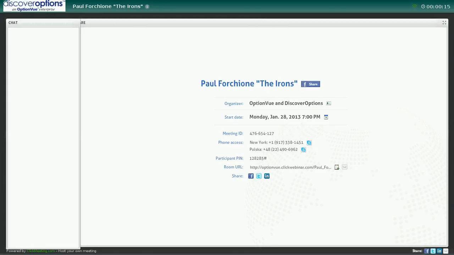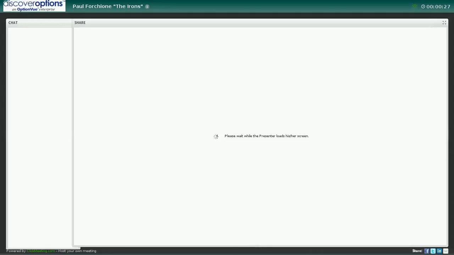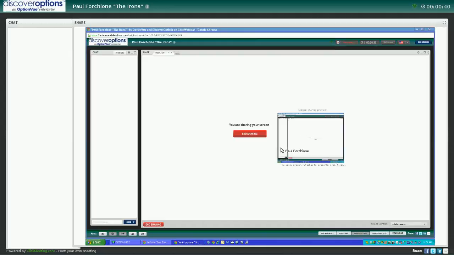What I'm going to do is share my computer monitor with you so you can see how I work with OptionVue when I create and modify these types of positions. Feel free to type any questions you may have into the chat window as I am making my presentation. I will periodically check it and respond to whatever questions you have.